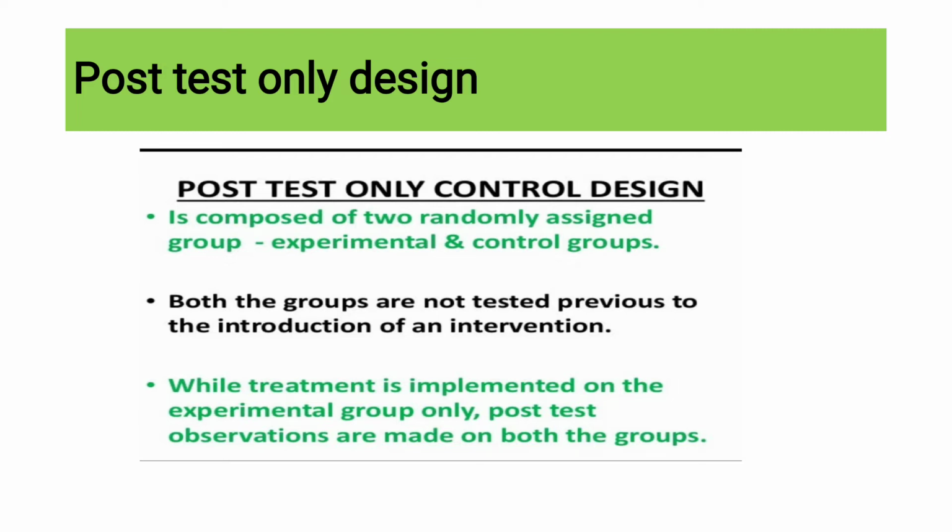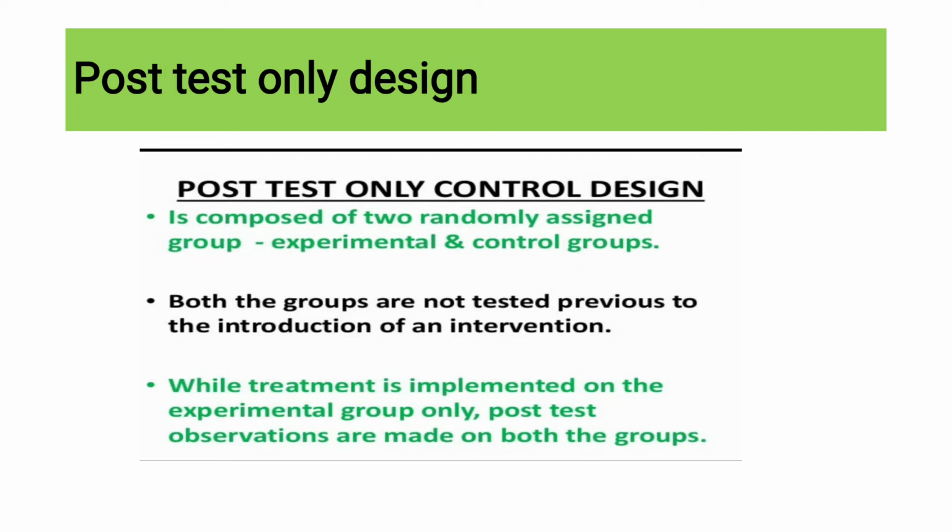When we say true experimental design, it should satisfy three criteria. What are those three criteria? First criterion is randomization. Second criterion is you should have an experimental group and a control group. Third criterion is manipulation or treatment should be there.